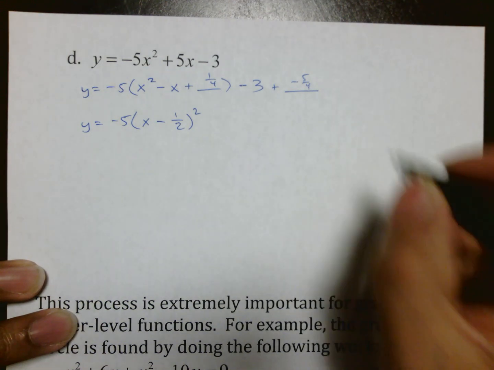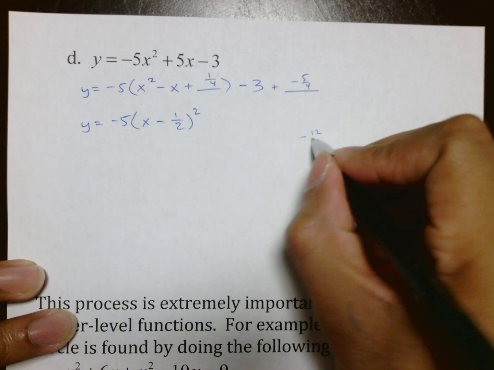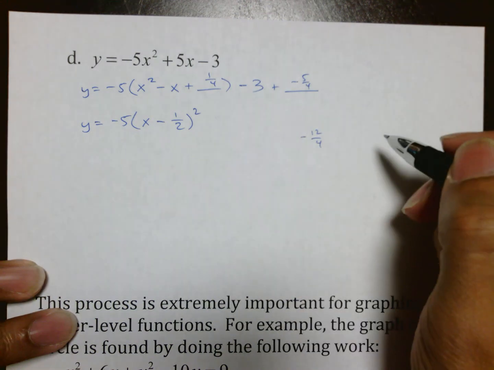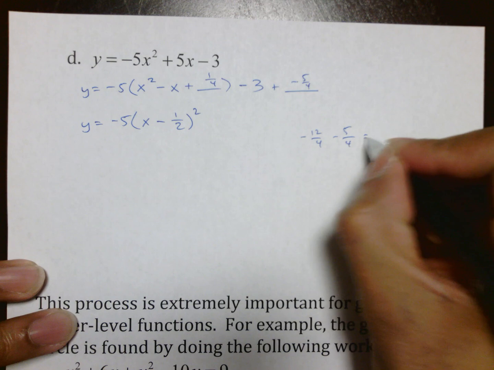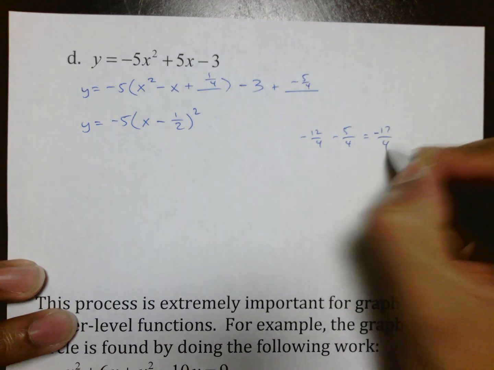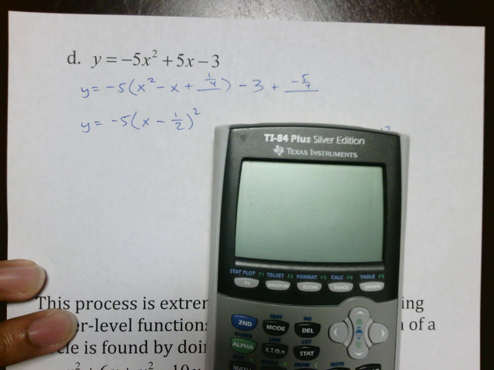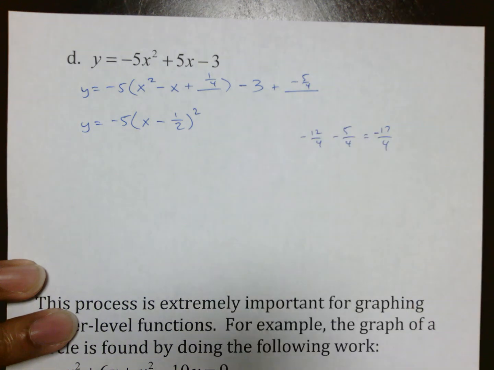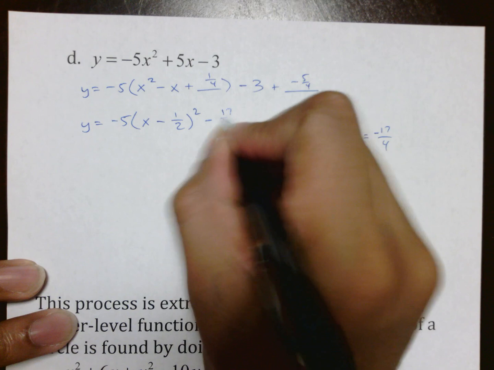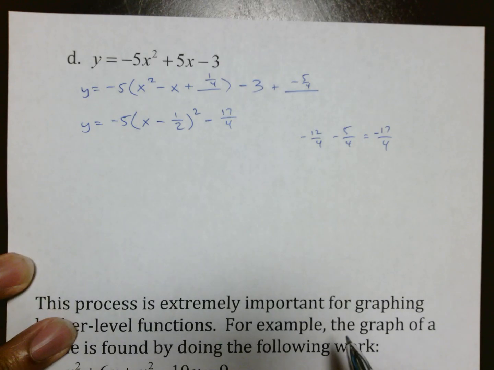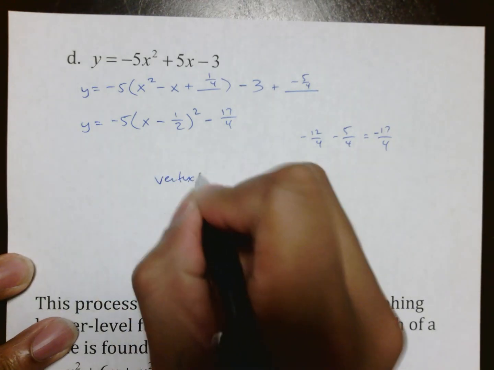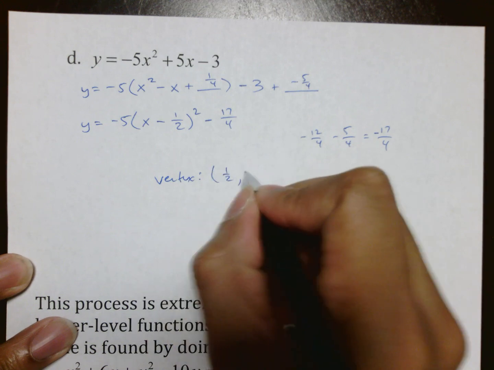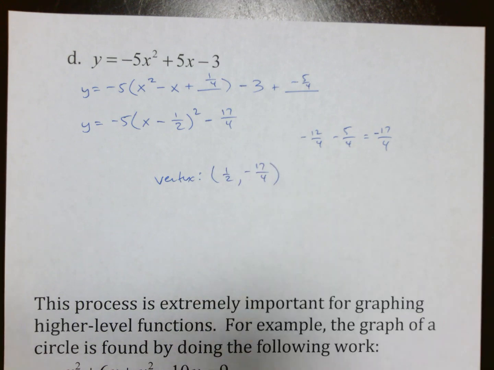And this is where we have to do a little bit of work. You need -3, so that'll be -12/4, because again, 12 divided by 4 is 3. Minus 5/4, which is -17/4. Again, you can check this out in your calculator by simply doing -3 minus 5/4, put it in parentheses, equals math, enter. There's your -17/4, which is what we end up with here. Your vertex is 1/2, comma, -17/4.